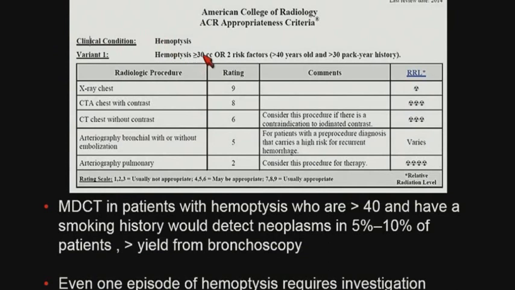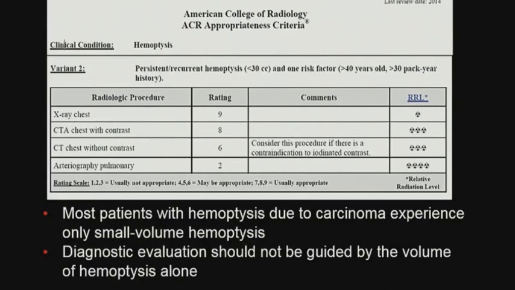The first one is a patient with hemoptysis, where the hemoptysis is moderate, it's not minor, but it's not massive, and the patient has risk factors. For example, he is older than 40 and has a substantial smoking history. So in those patients, it has been shown that MDCT would detect neoplasms in 5 to 10 patients, and it has a higher yield than bronchoscopy in detecting the cause of hemoptysis. What is important to remember, and I have mentioned that in the beginning of my talk, is that even one episode of hemoptysis requires investigation.